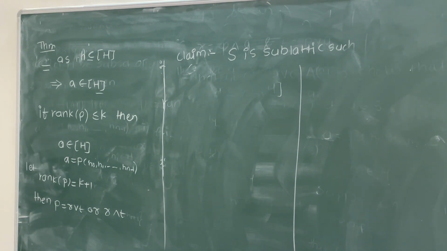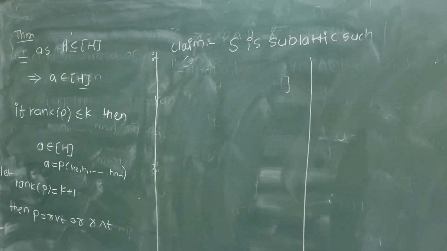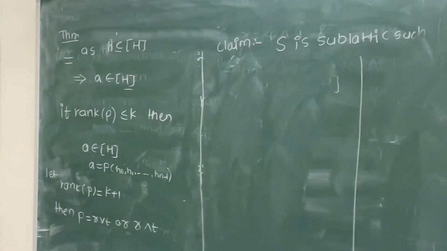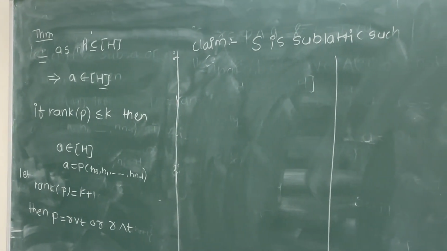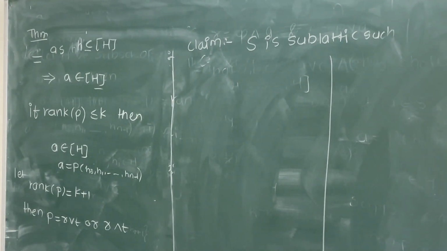So we can write this as a combination of two polynomials. It may be join or meet. Is this clear? In such a way that both polynomials' ranks are less than or equal to k. That is always possible, because if you write it as a join or meet, and both ranks are strictly greater than k, then the rank of P is not k plus 1. So the rank of R and the rank of T are less than or equal to k. Yes or no?